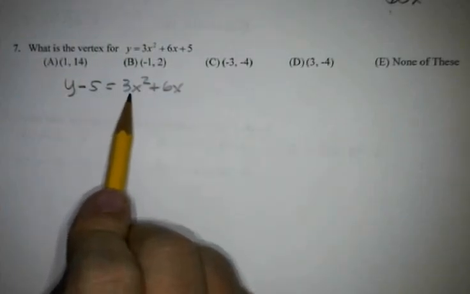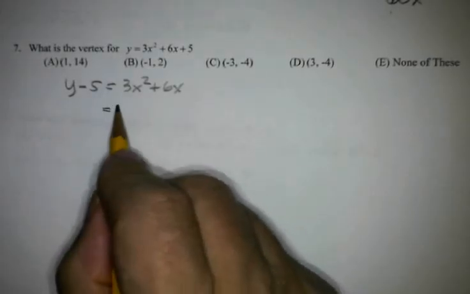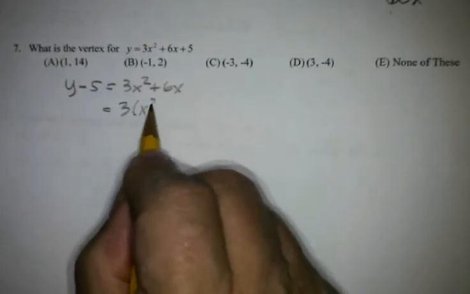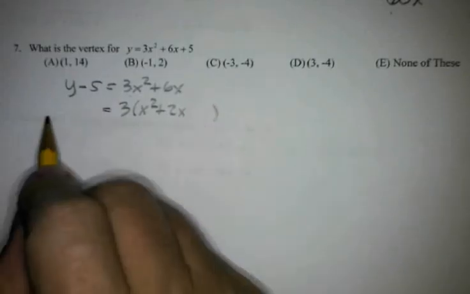Next, I need to have x squared with nothing in front of it. So I'm going to factor out whatever's in front of it. In this case, it's a 3. I'm going to leave a space here.